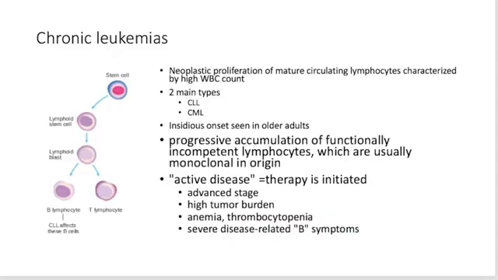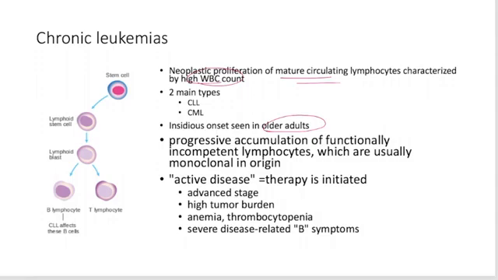Moving on to chronic leukemia. So this is a neoplastic proliferation of mature circulating lymphocytes. This is characterized by a high WBC count. We have two main types, chronic lymphocytic leukemia and chronic myelogenous leukemia. It's very slow onset, seen in older adults.